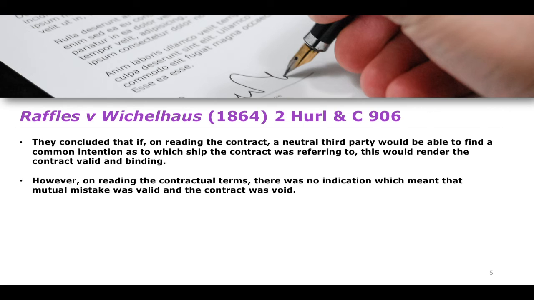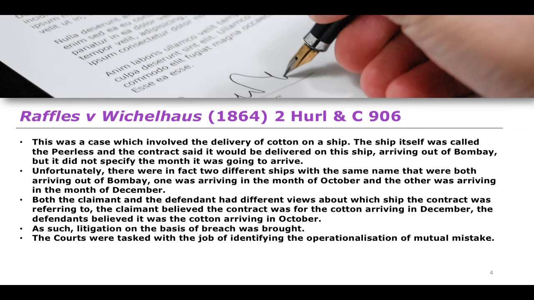However, when reading these contractual terms, there was in fact no indication whatsoever as to which ship was being referred to, okay? Because they both had the same name, they were both arriving out of Bombay, and it wasn't specified which month they were going to arrive. So the only distinguishing feature of these two ships, for our purposes, was which month they were going to arrive, because they had the same name, they were going from the same place, and they had the same cargo. The only difference between these two ships was that one arrived in October and one arrived in December.